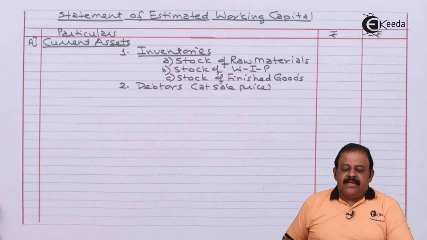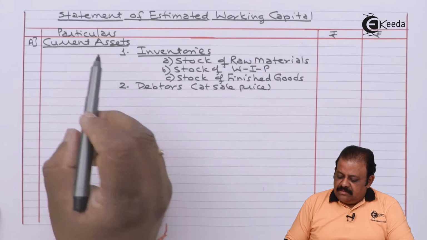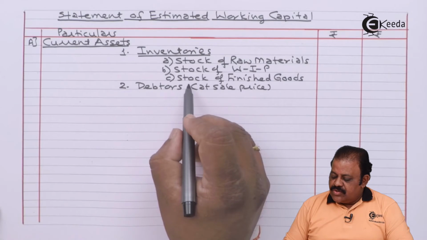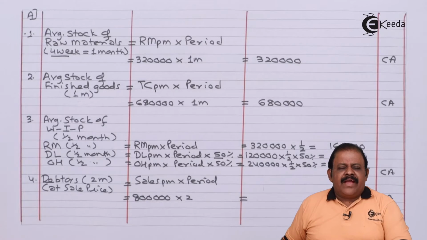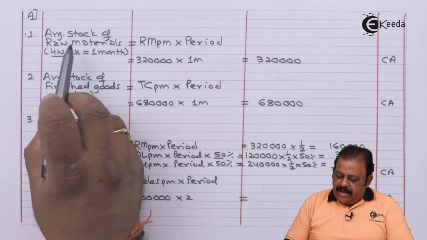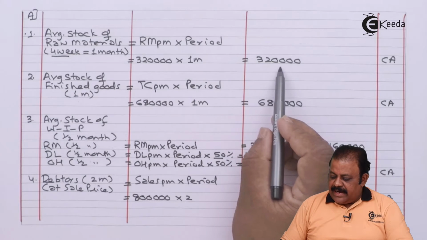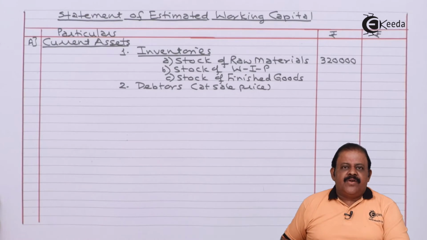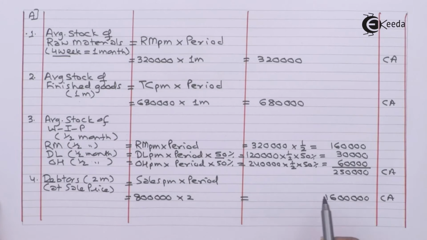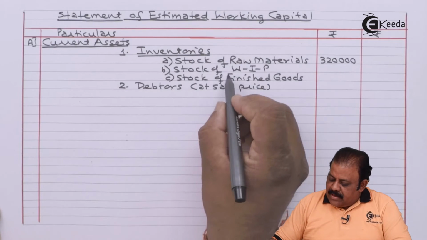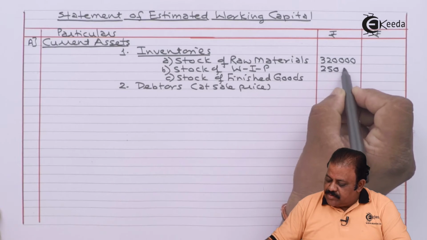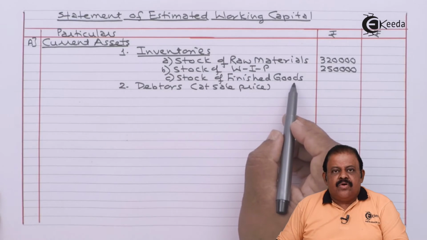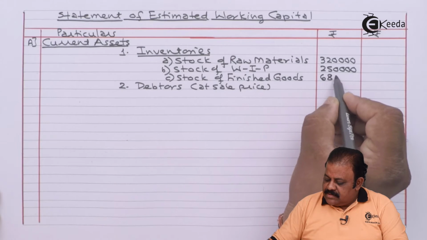Statement of estimated working capital. First we have to consider current assets. There we have first item inventories, that is stock of raw material, stock of work in progress, stock of finished goods. We have calculated these values as a working note. Average stock of raw material for 4 weeks 3,20,000. Average stock of work in progress 2,50,000. Average stock of finished goods 6,80,000.